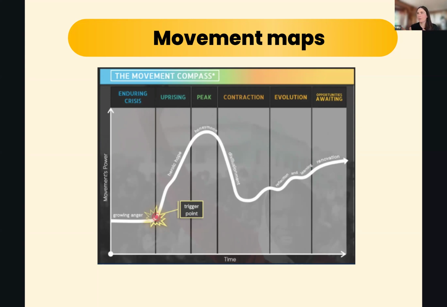And this tool is in the worksheet, and they're developing a program with it where you can click on the different stages of movement and it comes up with some insights, including some tactics that might be relevant for that time. So yeah, really encourage you to have a look at it.